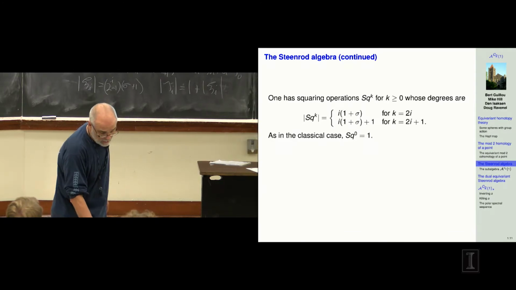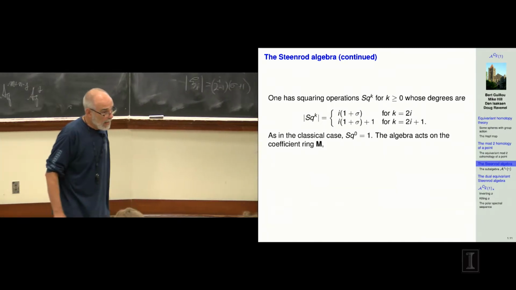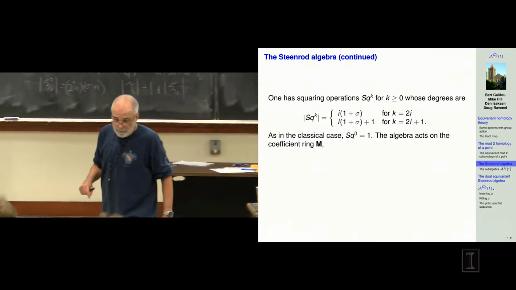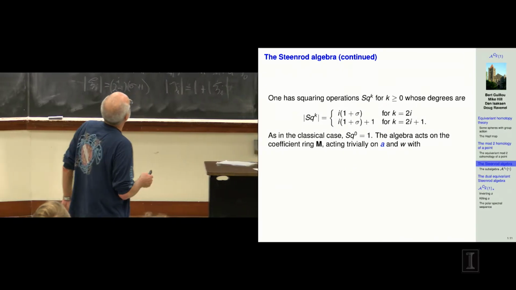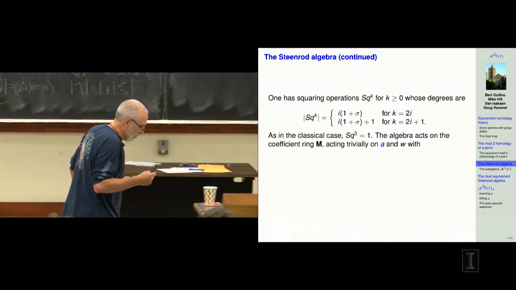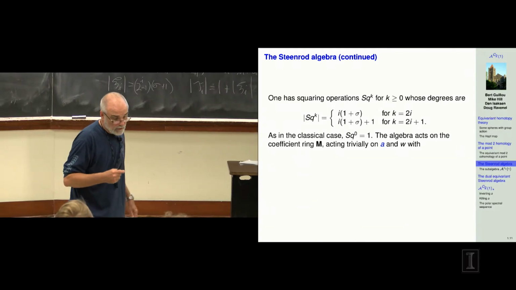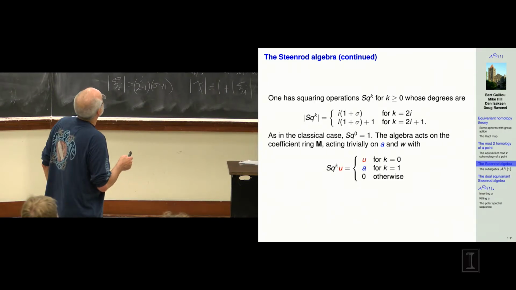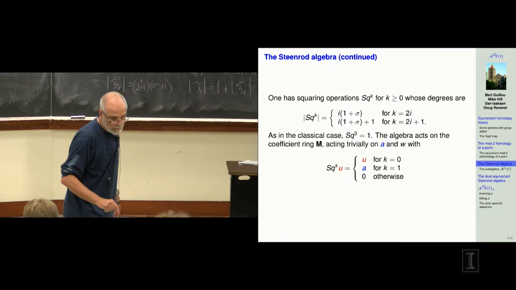Now, as in the classical case, square 0 is 1, and this Steenrod algebra acts on the coefficient ring. So here are some formulas that describe this. Remember, W was the placeholder for the negative cone. The Steenrod algebra acts trivially on A and W, but it doesn't act trivially on U. Square 0 of U is U, square 1 of U is A, and the higher squares kill U.